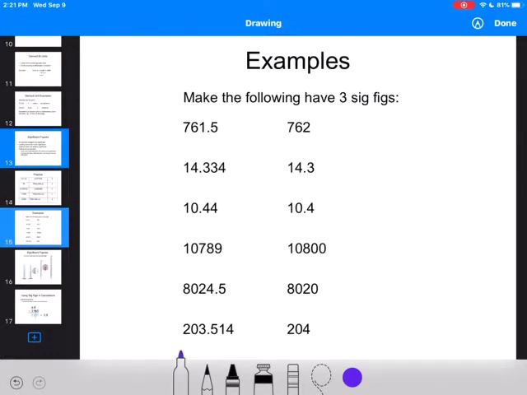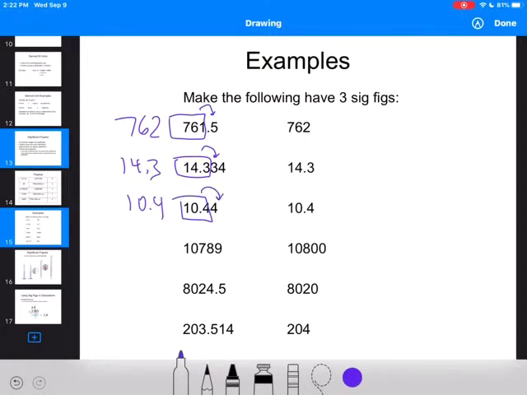If we wanted to make sure all of these values contained 3 significant figures, now we need to incorporate a little bit of rounding. So what you can do is put a box around 3 significant figures and look to the next value. So 761.5, because of that 5, the 1 would round up to a 2, and this would be 762. Here again, box around 3, the 3 does not round up, so that's 14.3. Box around 3, the 4 does not round up, 10.4. Box around 3, the 7 is going to round up to 8, so I just leave it at 108?